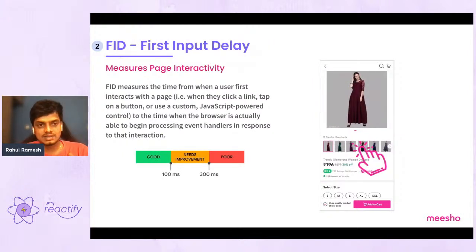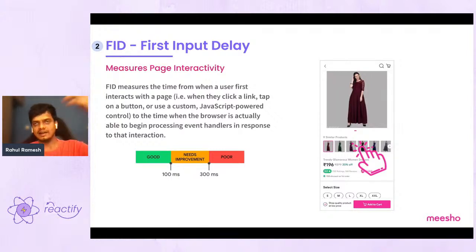Great. So now let's talk about FID. It's basically first input delay. What does this measure? It measures the page interactivity, right? It is very important for a web page to render as soon as possible, but at the same time, as soon as it renders, it should be able to respond to the user's interactions, right?